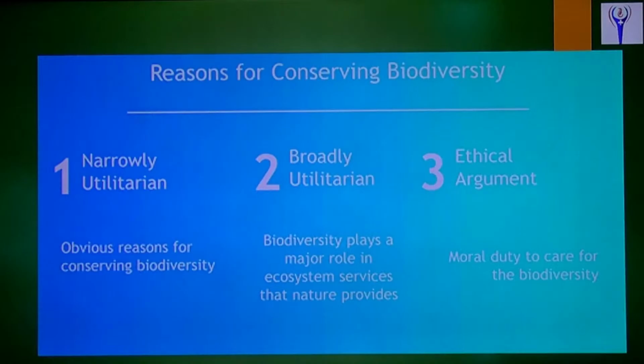And the next is the broadly utilitarian. Broadly utilitarian means it provides major services like photosynthesis and pollination. We all know photosynthesis initiates energy flow in the ecosystem. And Amazon forests produce less than 20% of the world's oxygen. Without pollinators, we don't get our food or fruit either. And the last is the ethical argument. It means having some ethics, and it's our responsibility to take care of and preserve and protect the earth's diversity.